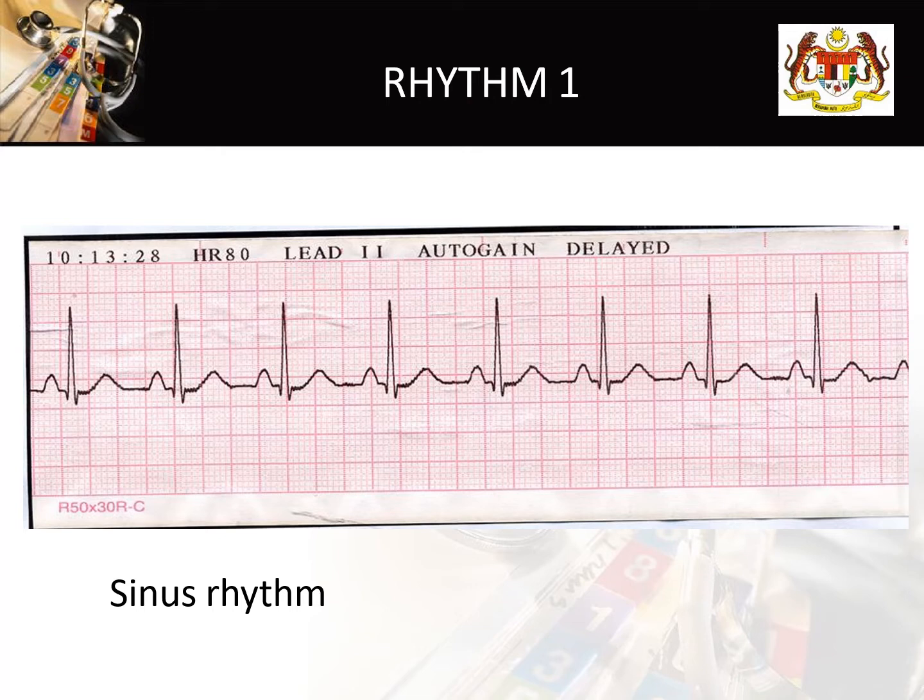Next is the normal QRS complex. The normal QRS complex should be less than 0.12 second, or about 3 small boxes. So this is a normal QRS complex. And then another characteristic of the sinus rhythm, it must be within the normal heart rate, less than 100 but not less than 60. Okay, this is a normal sinus rhythm ECG.